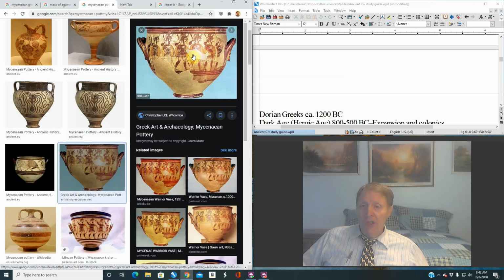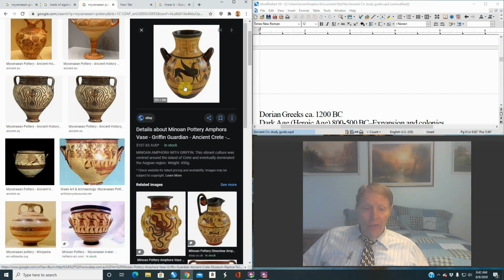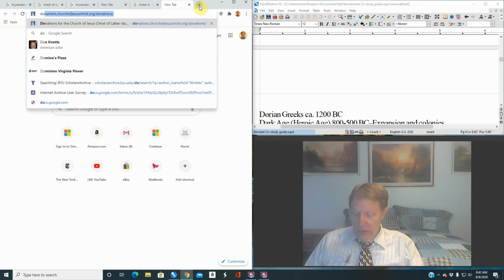Now you've got these guys marching off to war. Get a pretty good idea what their weapons look like, what their armor looked like. We have other examples here. Would we therefore say that we're talking about advanced civilization? Yeah, we probably can say this very easily. Well, what happens to the Mycenaeans? Notice we have right here the Dorian Greeks. Let's look at the Dorian Greeks.